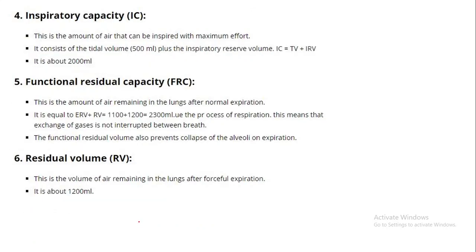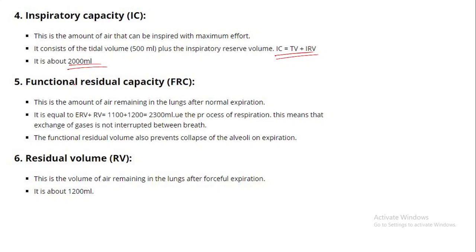Next one, inspiratory capacity. This is the amount of air that can be inspired with maximum effort. It consists of the tidal volume plus the inspiratory reserve volume. So this formula is given as IC is equal to TV plus IRV, which is about 2000 ml.